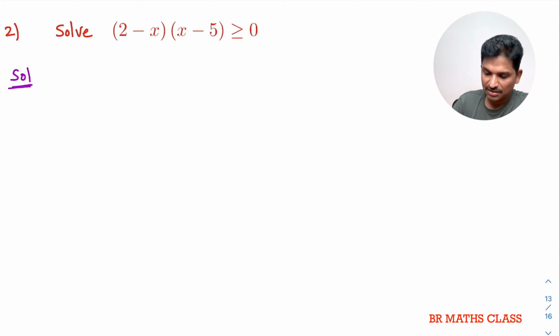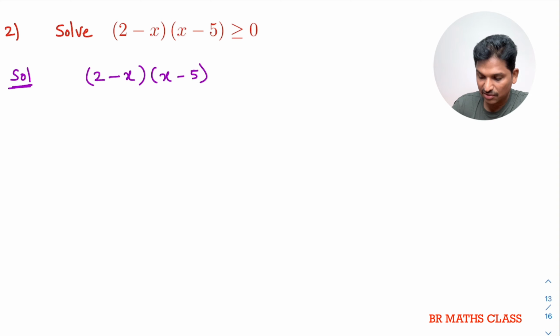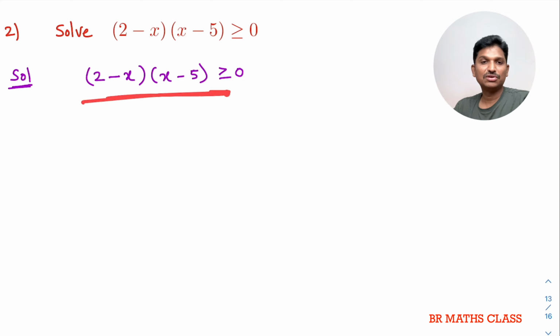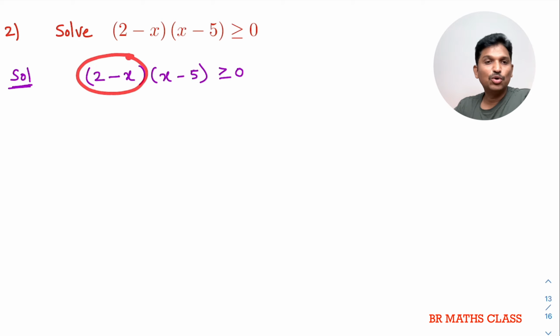Okay, see here, first I'll write the given inequality: (2 minus x)(x minus 5) greater than or equal to 0. This is the given inequality. I want to solve this inequality. As x minus a is not there here, I want to write this in the form of x minus a or x plus a. What I'll do, I'll take minus common.